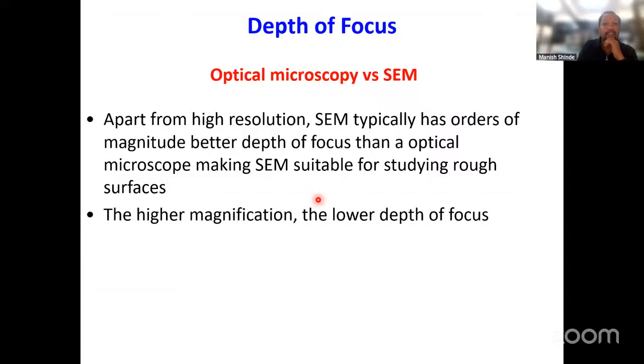Okay. Now we'll start with SEM, the scanning electron microscopy. Now scanning electron microscopy is considered much better than the optical microscopy in certain aspects. Which are those aspects? One of them is depth of focus. Depth of focus means in the length, how much can you focus your sample?